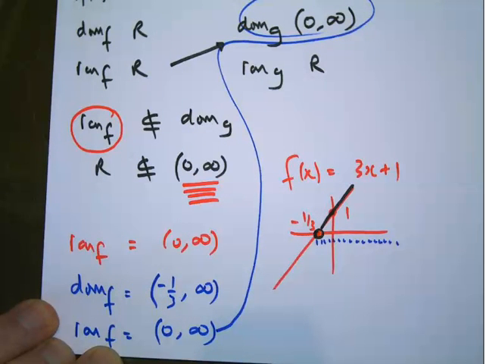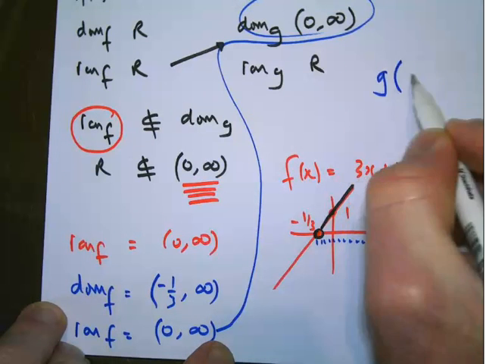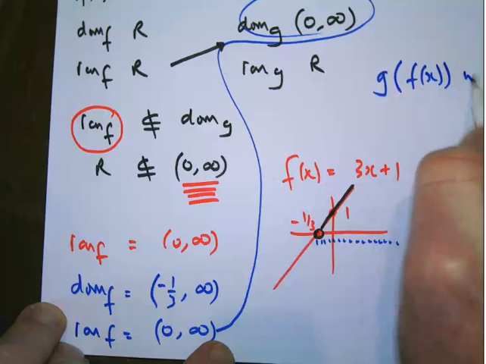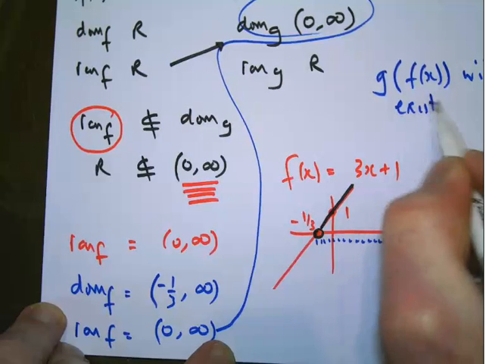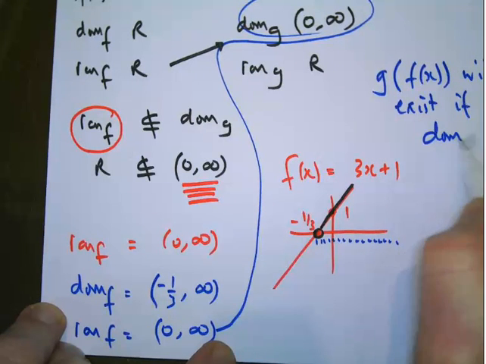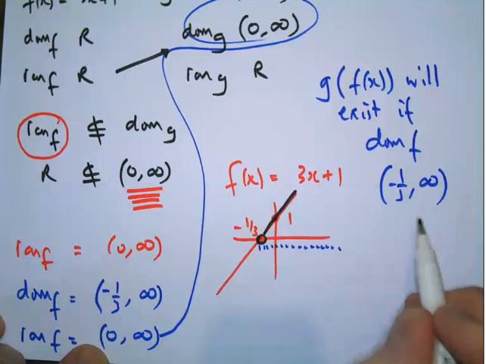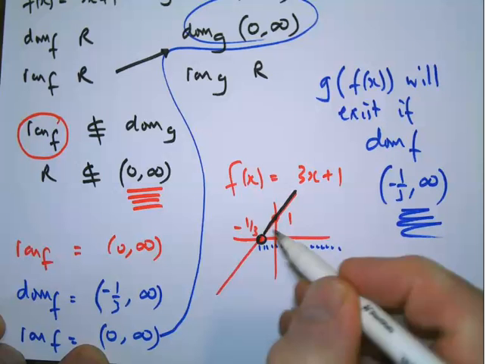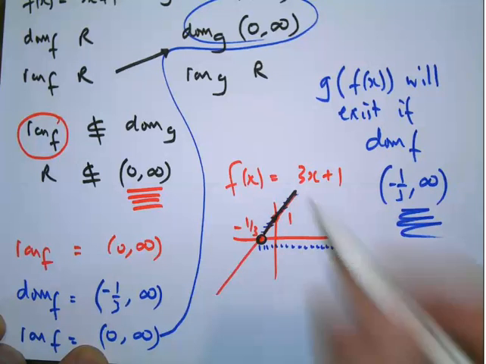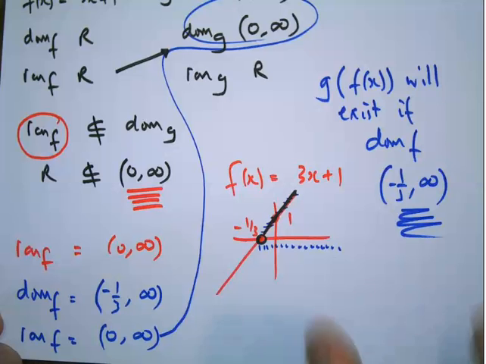So to the question, what change do I need to make to the domain of the function f so that g of f of x exists, then g of f of x will exist if the domain of f was reduced to negative 1/3 to infinity. That is, make the domain of f such that the range of f then fits into the domain of g.